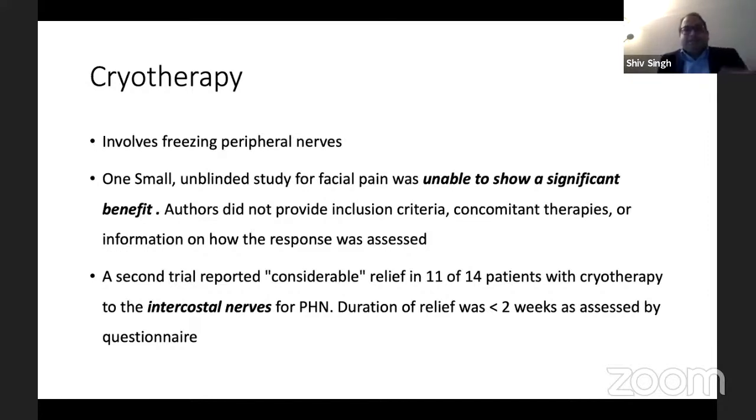But then there is a difference. In the first trial, they were trying to use it for facial pain that would have been trigeminal neuralgia, in the division of the trigeminal nerve. And here they were using intercostal nerves. And we know that cryotherapy has been used as a treatment modality for thoracic pain. So it's a known method.